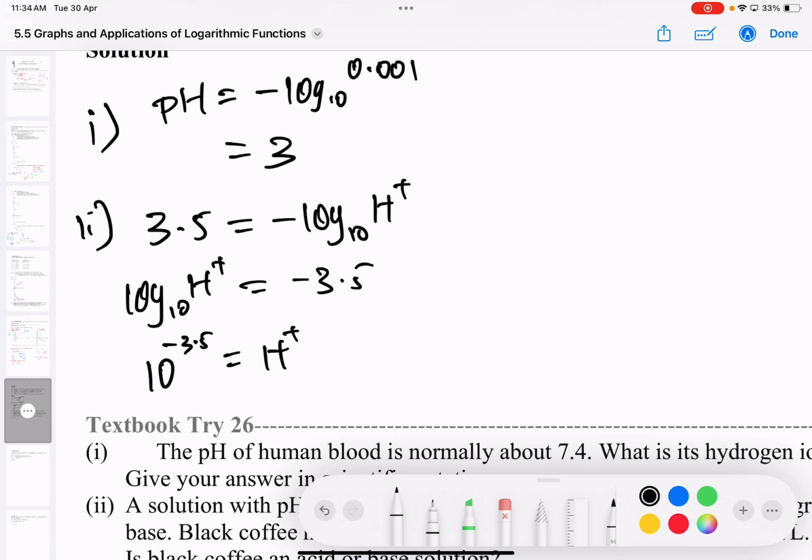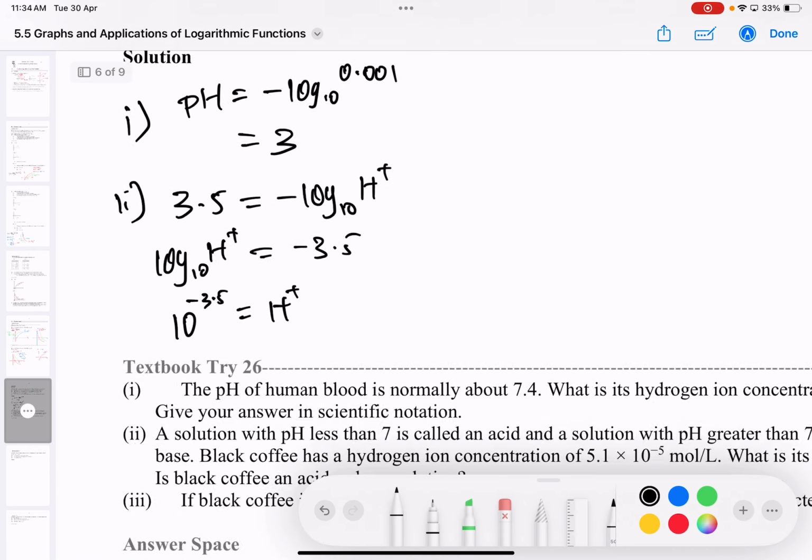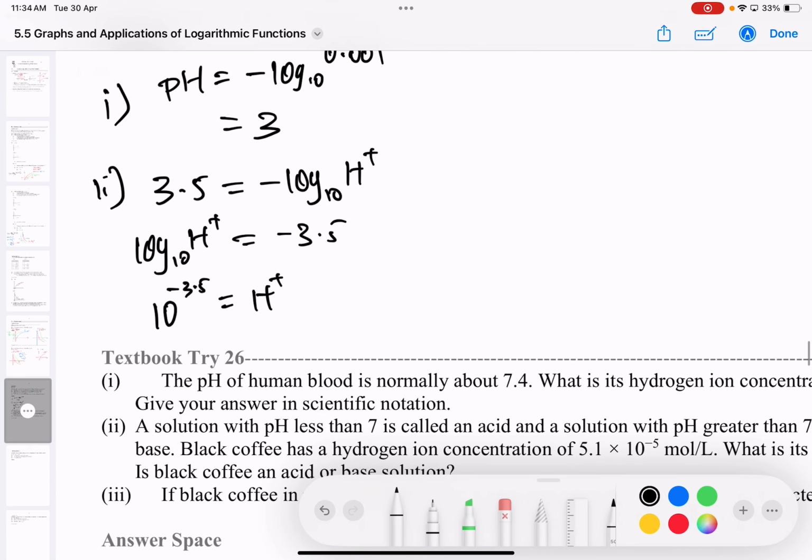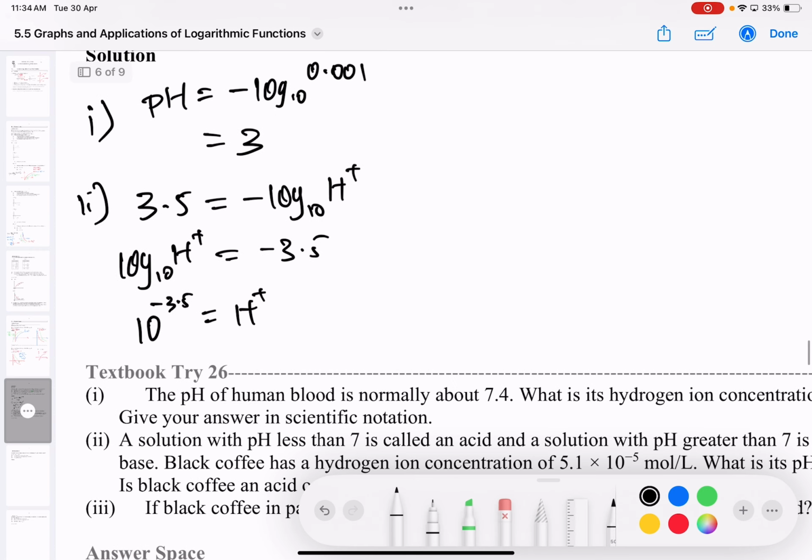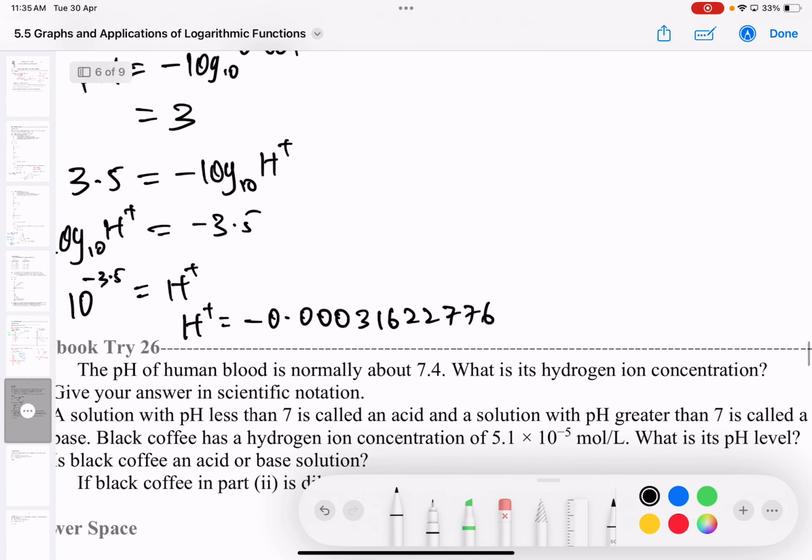10 to the power of negative 3.5. Okay, 10 to the power of negative 3.5. You are going to get H plus equals 0.00031622776. How do you express this as standard form? Hey, this one is your E-math, your bread and butter. How do you express this as standard form?